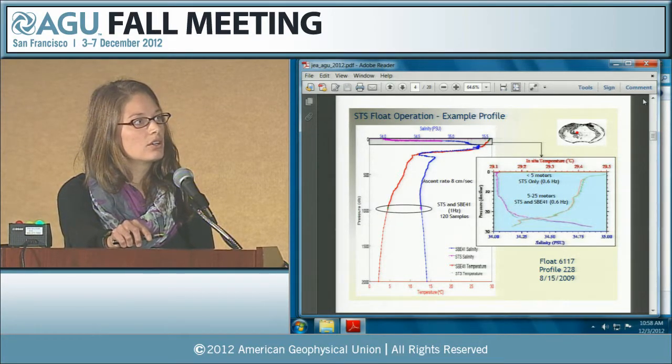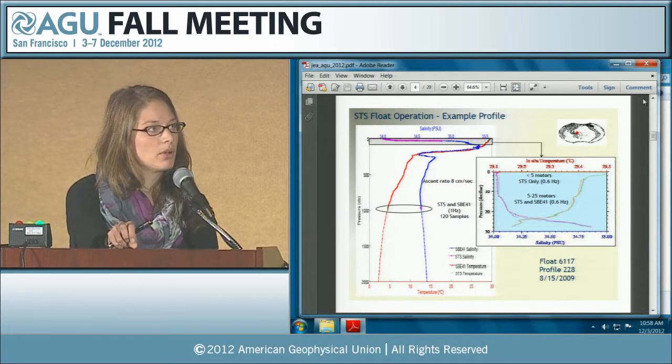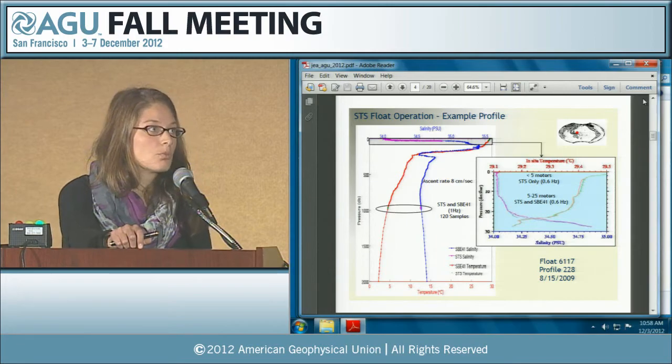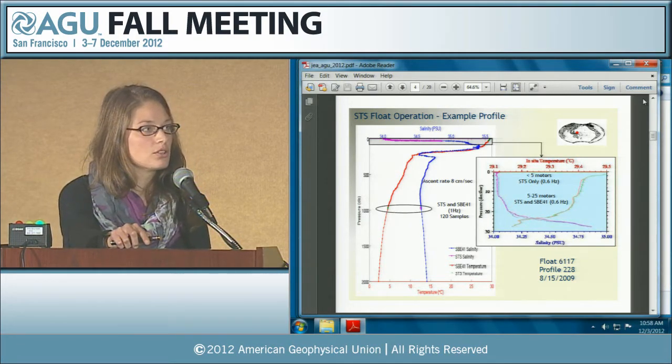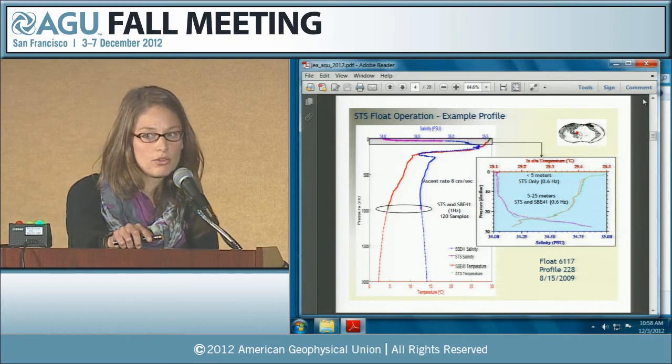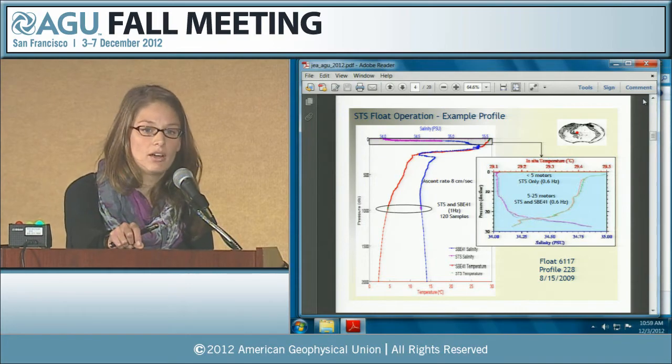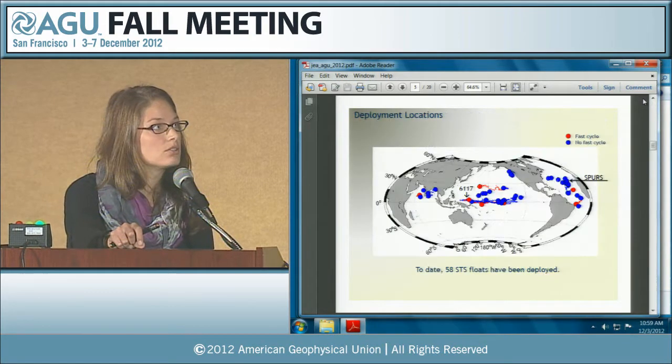So zooming in here to the upper 30 meters, we can see both operate in tandem until a depth of about 5 meters below the ocean surface, at which point the STS unit continues operating and the primary unit turns off. It's important to note that in the upper 30 meters, the ascent rate of the float slows down so that we have a higher vertical resolution of about 10 centimeters.